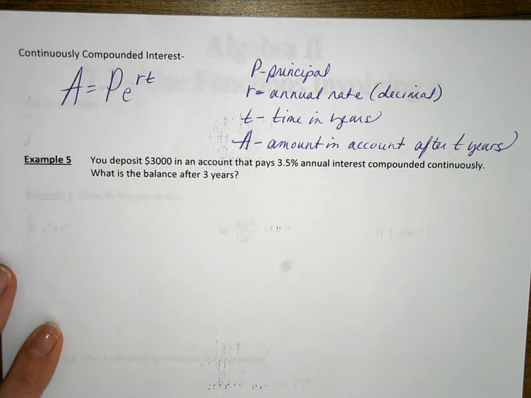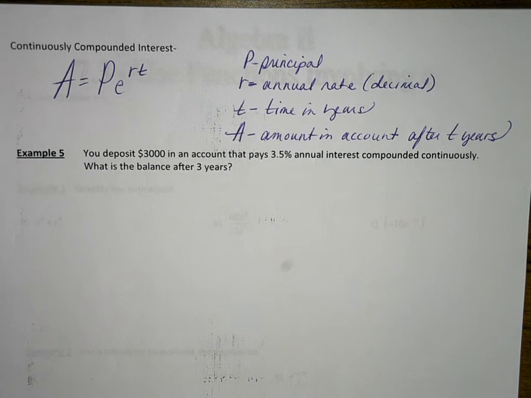All right, so let's see this equation in action. If it said after 6 months, we have to do a half of a year. 6 months would have to be a half of a year for t. 3 months, we're going to use a quarter of a year for t. So you deposit $3,000 in an account that pays 3.5% annual interest compounded continuously. What is the balance after 3 years?